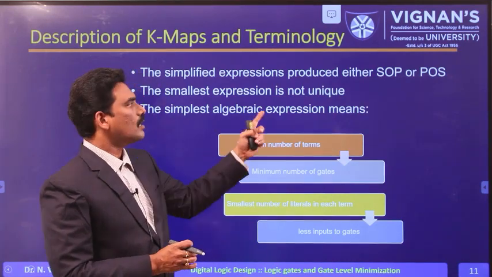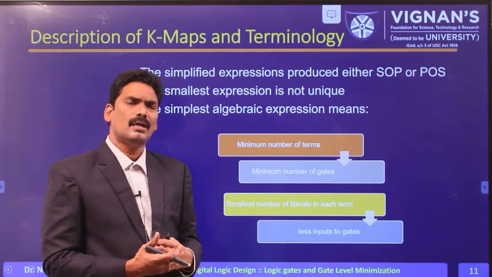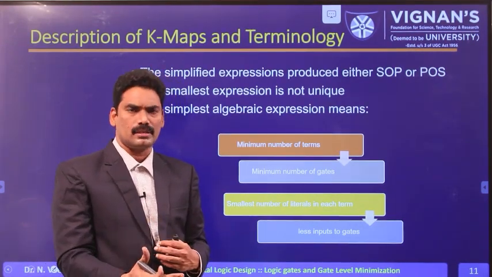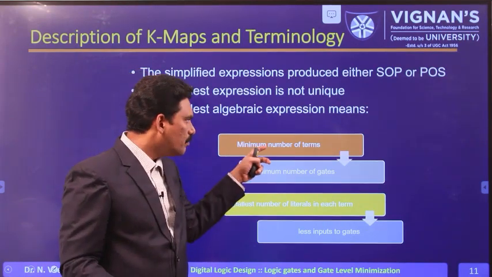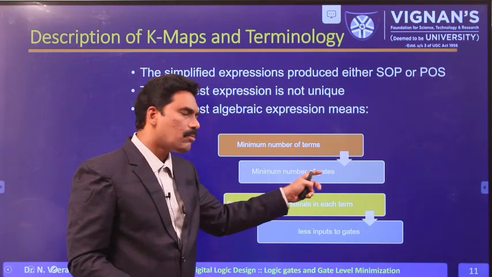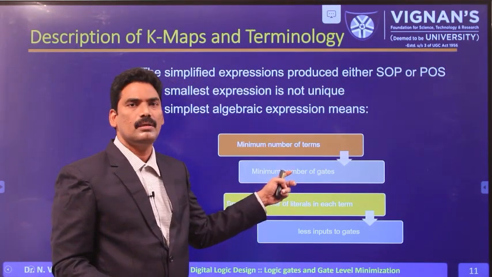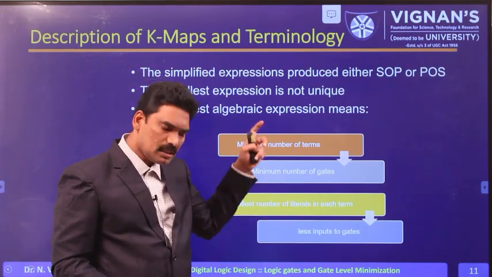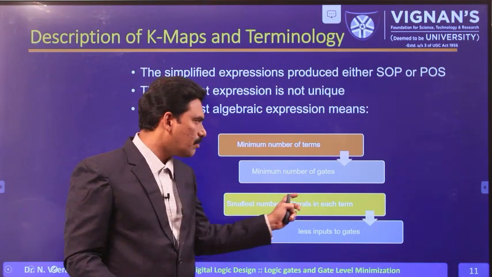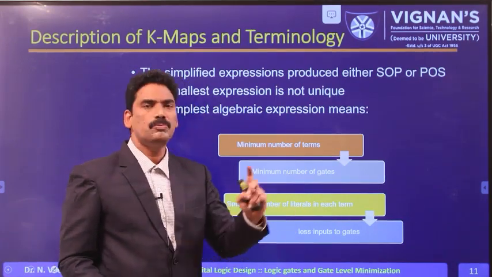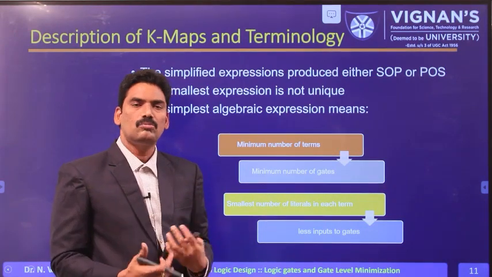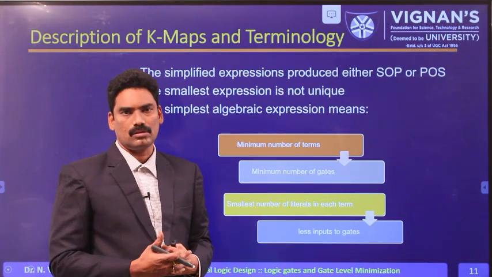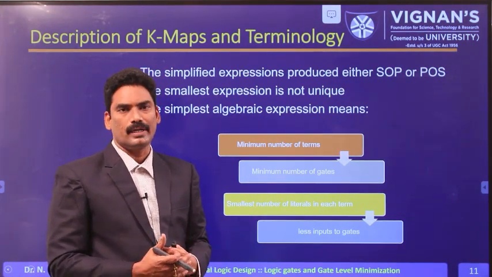The simplest algebraic expression means we are simplifying the algebraic expression. What does it mean? Are we reducing the number of terms or the number of literals? Both. Minimum number of terms means minimum number of gates. If we reduce the number of terms, we need a minimum number of gates. Also, the smallest number of literals in each term means fewer inputs to gates. In both ways, we improve the speed of the system, and it reduces cost also. This is the objective of our topic.